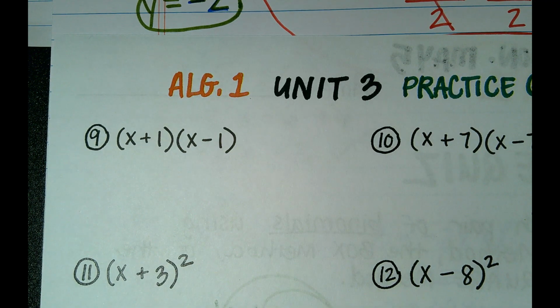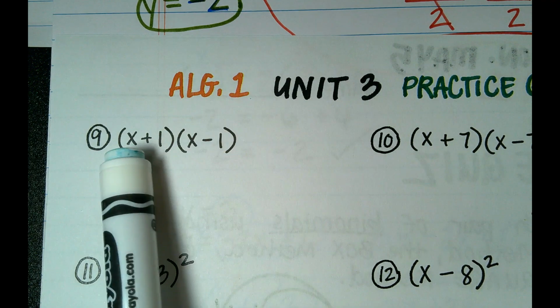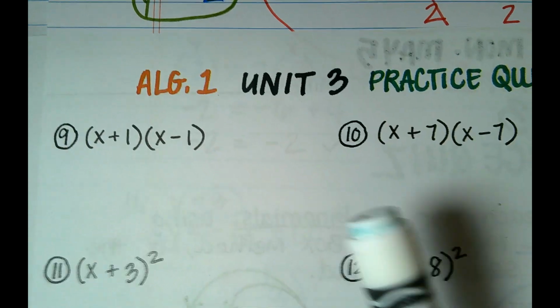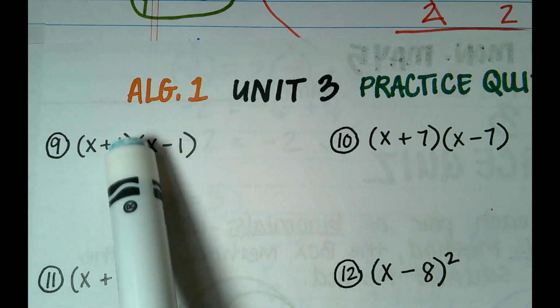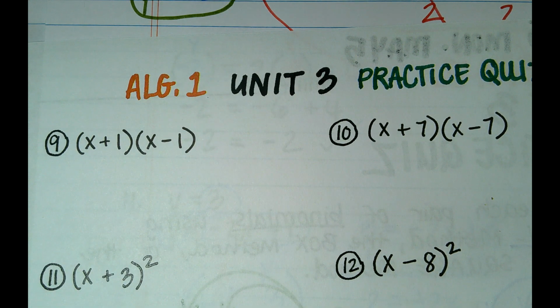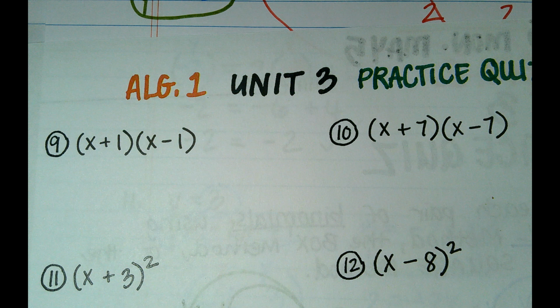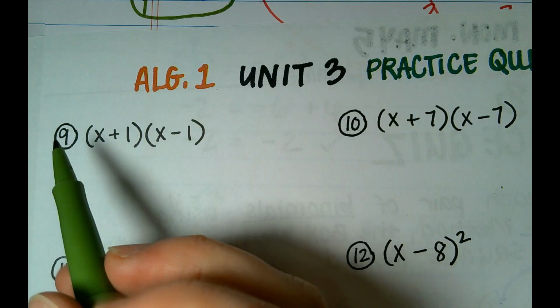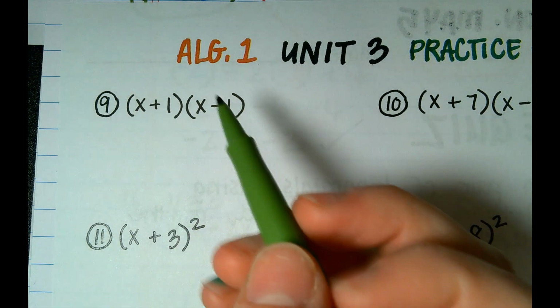Okay, so now we have 4 more questions on the back. Numbers 9 and 10, you see we have the same numbers, the same terms, but different signs in between. That's a good indication that whenever we do this, our middle terms might cancel out. So let's go ahead and use our FOIL method again here. What's my first terms?